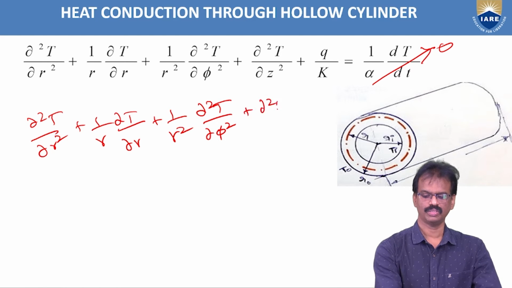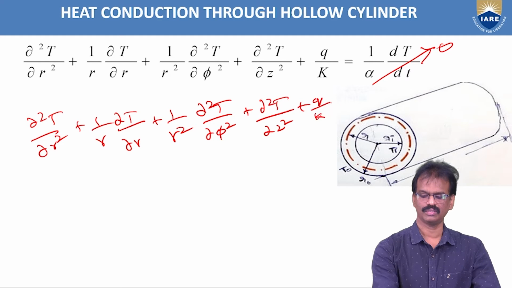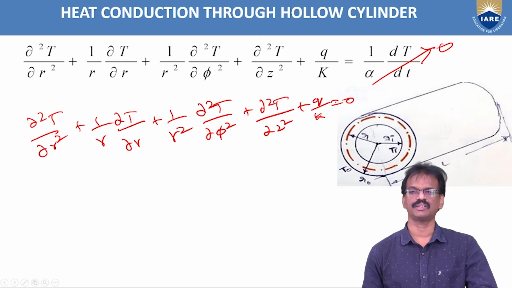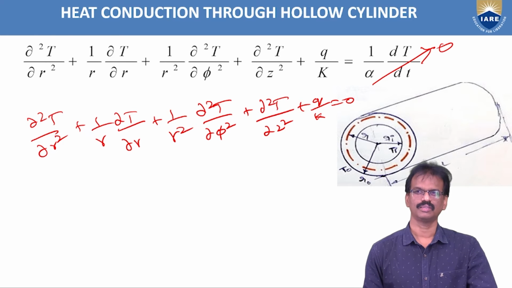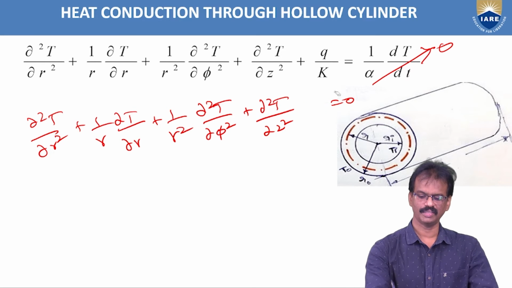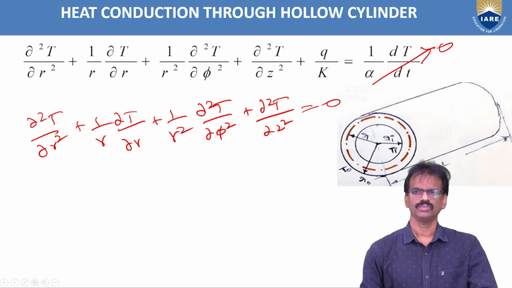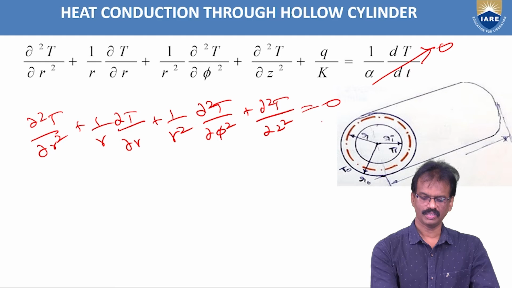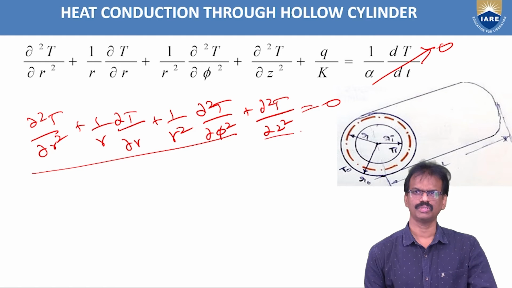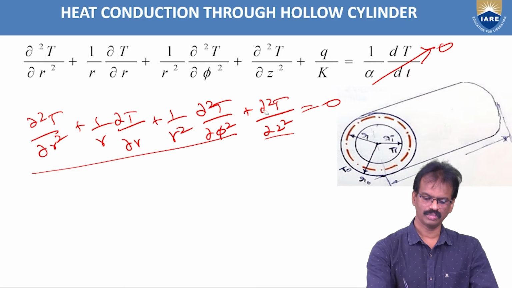Plus ∂²T/∂z² + q/k = 0 in steady state condition. If you consider no heat generation in the small elementary area, then q is 0 and the formula will be like this, directly equal to 0. So the total term is equal to 0, and ∂²T/∂z² is also 0. We can take any one of these.